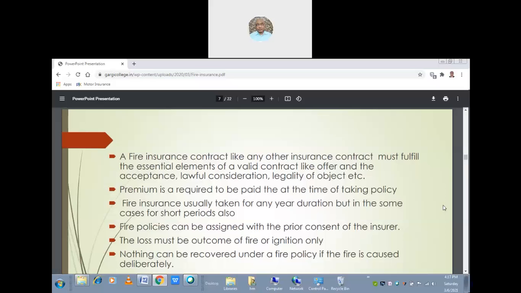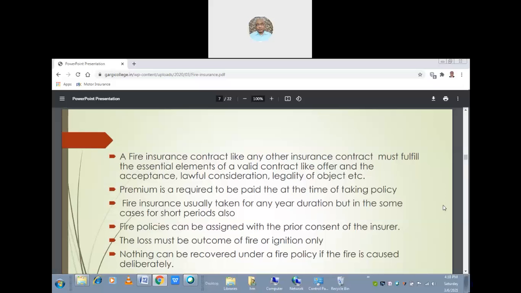Yes. Fire insurance is usually taken for a one year duration, but in some cases for a short period, because they cannot make it for 10 years, as these untoward incidents happen. Fire we cannot predict. In the summer there are a lot of fire incidents, and in the rainy season the probability is less. So they cannot make it out for long periods. They will make it only for 1 year, most probably for a short period.